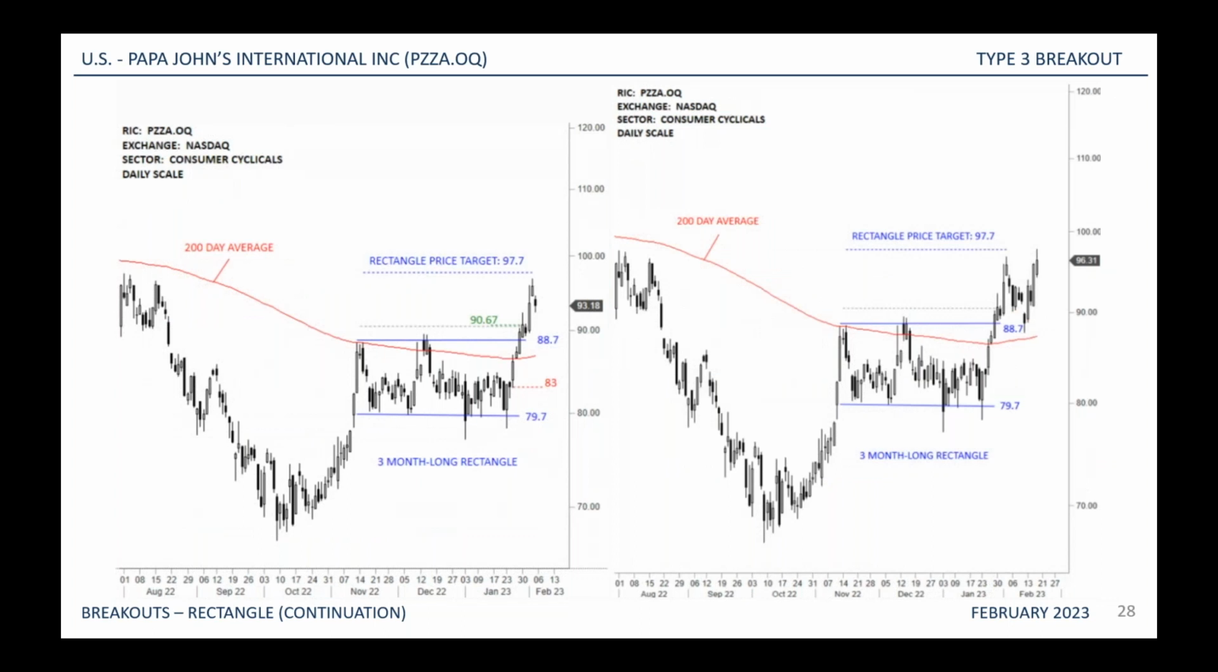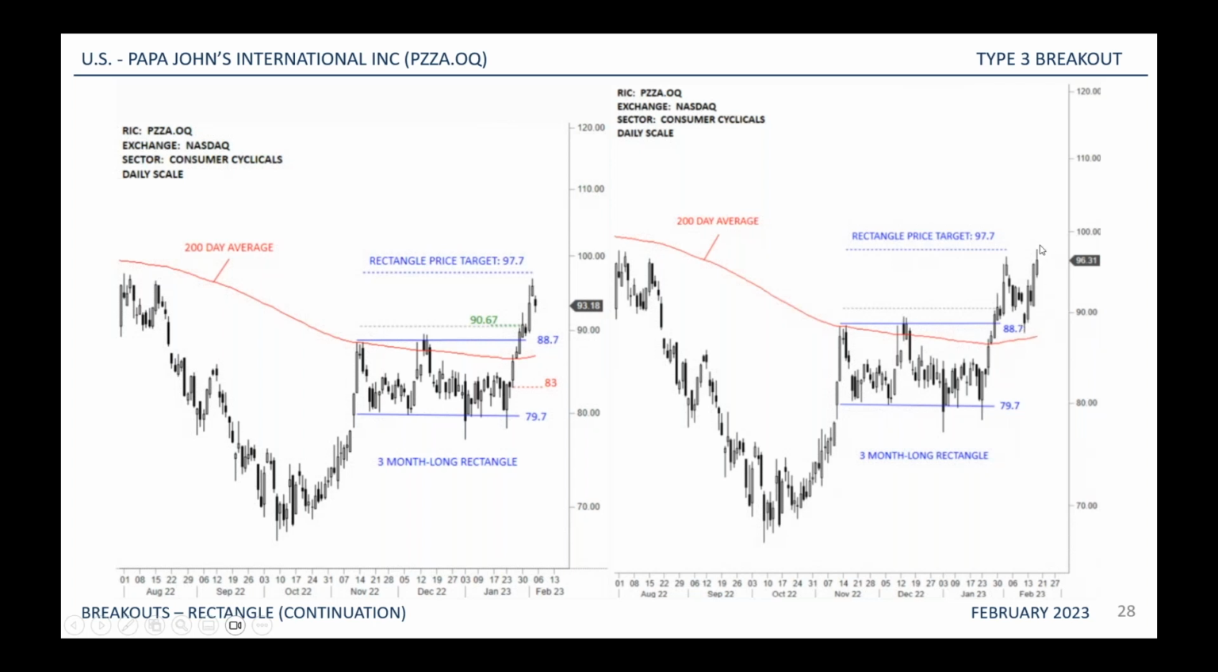US Papa John's, a 3-month long rectangle. So you had the breakout here. After the breakout, the stock rallied toward the price objective, failed to reach the price target, then had a sharp pullback and a hard retest that dipped below the pattern boundary. If you had a really tight stop loss, this got you stopped out. If you had a slightly looser stop loss, this didn't get you out.